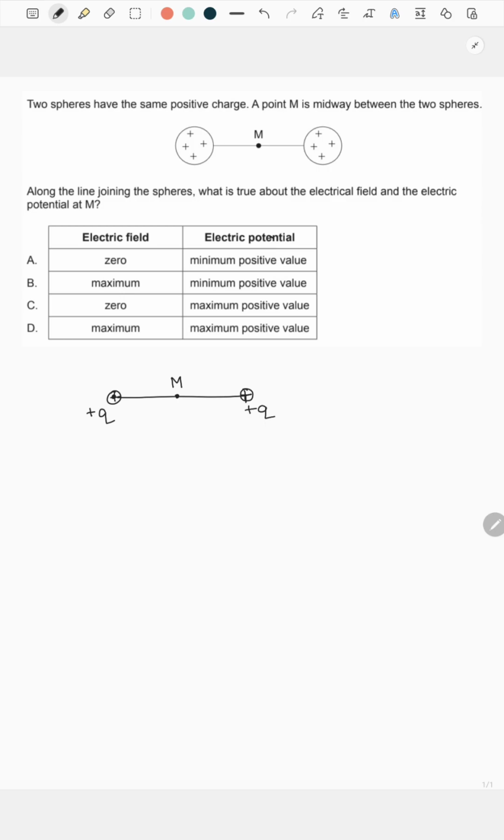We know that for a positive charge, the electric field is away from the charge. So at this point, the electric field due to the first positive charge is away from the charge. Due to the second positive charge, it is also away from the charge. So they are opposite in direction.